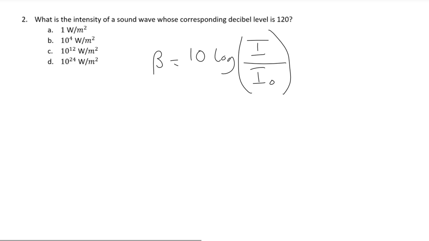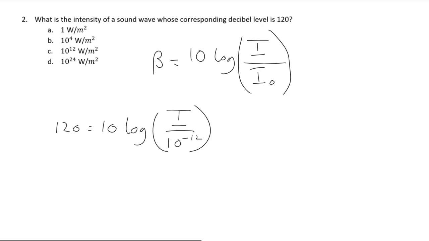Therefore, plugging in what we know, the sound level beta is equal to 120, which is equal to 10 times the log of the sound intensity, what we're looking for, divided by I sub 0, this 10 to the minus 12 watts per meter squared. This is now one equation with one unknown, and therefore it can be solved. Hopefully you are comfortable dealing with logs, but if not, I will go through this step by step.